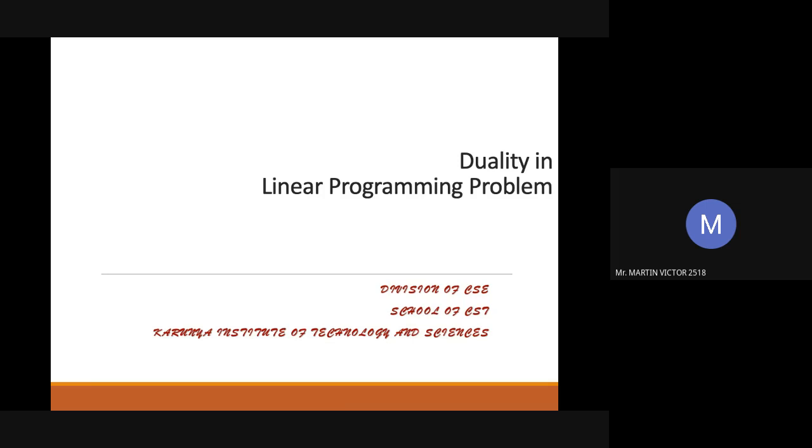By the name itself, we can understand dual means something like a duplicate one, or a second one. We will have two sets, and we can have different meanings. Likewise, in a linear programming problem, whenever we are talking about duality, we are considering that for every given problem, we can construct a duplicate or a dual of that particular problem. That is what we have to understand.